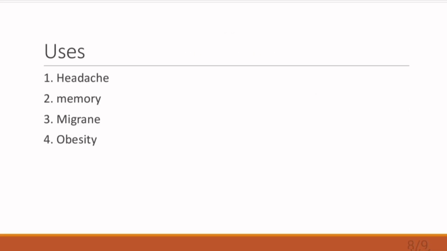Uses of caffeine: it is used to treat headache, migraine, obesity and memory. Caffeine is used to treat obesity as it potentially increases the metabolism and suppresses the appetite, which leads to weight loss, and that's why it is used to treat obesity.